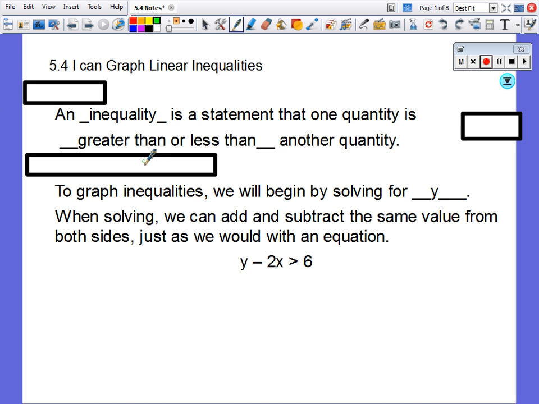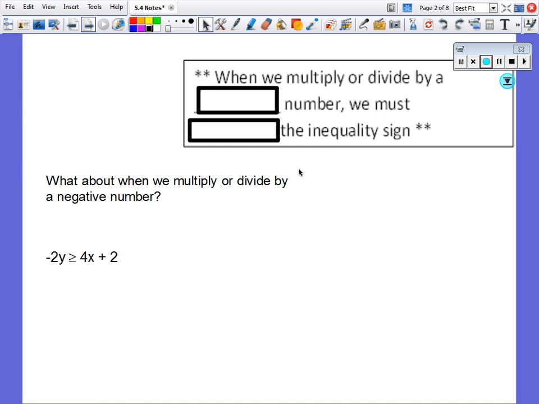Looking at this, if we wanted to get y by itself here, and we're going to use a different color because that's a little hard to see, if you add 2x to both sides, just like you would if it were an equation, you would have y is greater than 2x plus 6, just like what you would normally do. All right, let's go to the next slide.